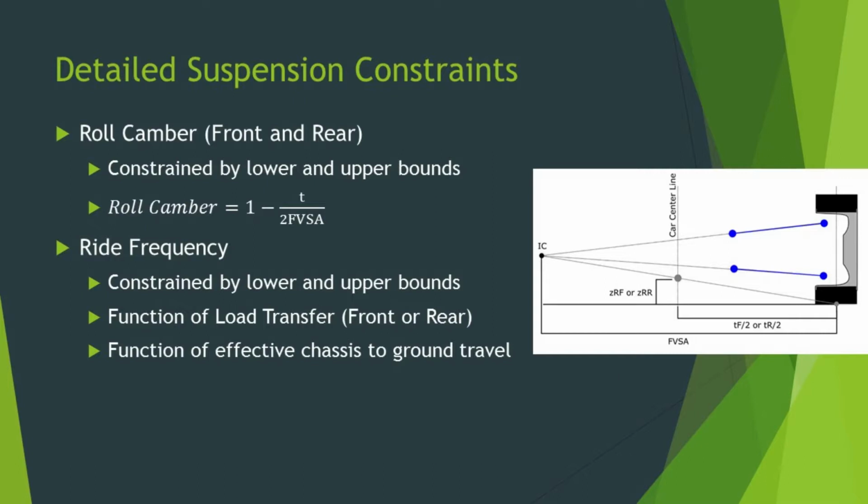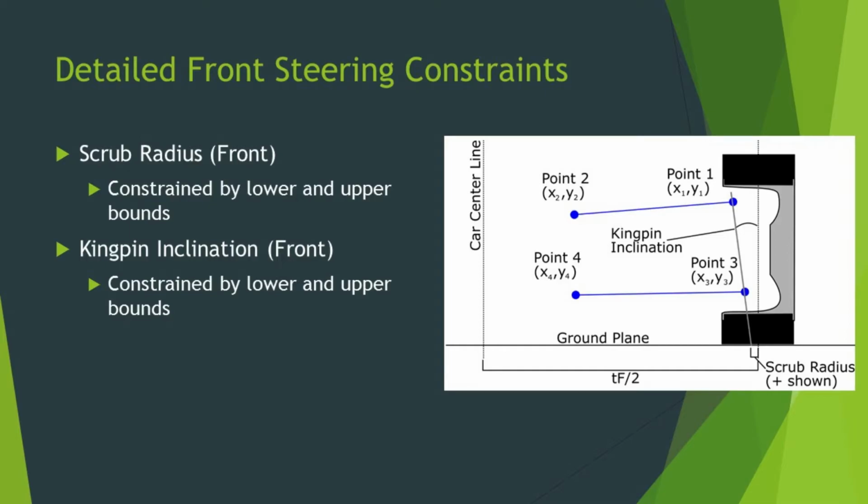This slide deals with, specific to the front view geometry for the front suspension, steering characteristics. So kingpin inclination, which is the angle basically from the vertical to the 2 points 1 and 3. And then the scrub radius, which is the distance from the tire center line to where that line intersects the ground plane.